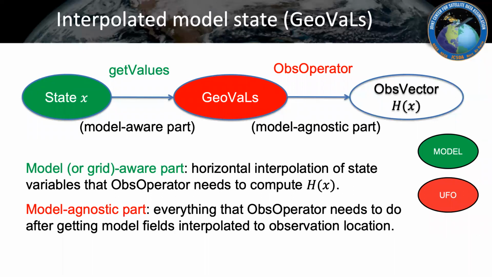But on the other side, we want to make sure that all of our observation operators, which I'll discuss in a little bit, can access all of the data through a very uniform interface. That's the model agnostic part. GeoVals provides a couple of functions that an operator can call, and the operator can get all of its data without having to know the model specific details.